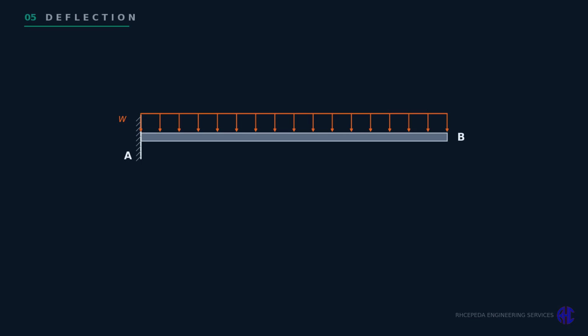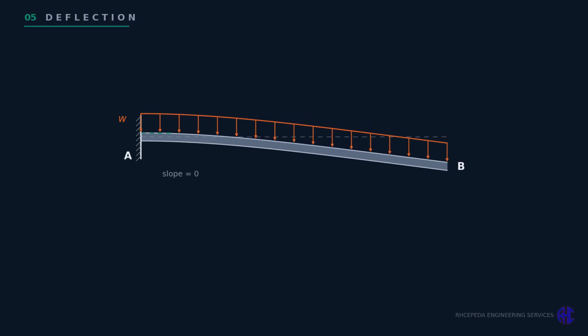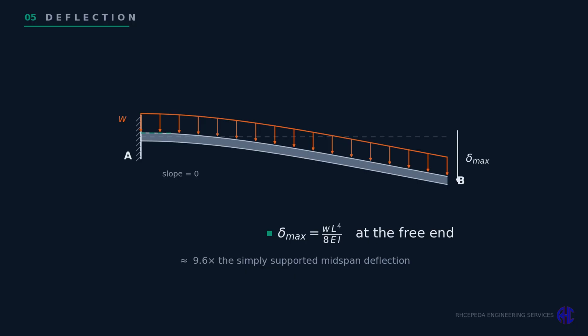Finally, the deflection. The elastic curve leaves the wall perfectly horizontal, then curls downward, steeper and steeper, to its maximum at the free end. That tip deflection is WL to the 4th over 8 EI, and nearly 10 times the midspan deflection of the same beam simply supported. Span for span, a cantilever deflects dramatically more.